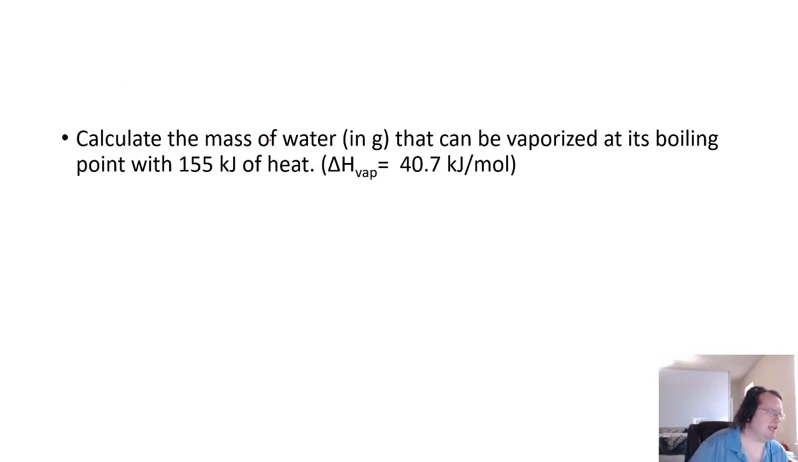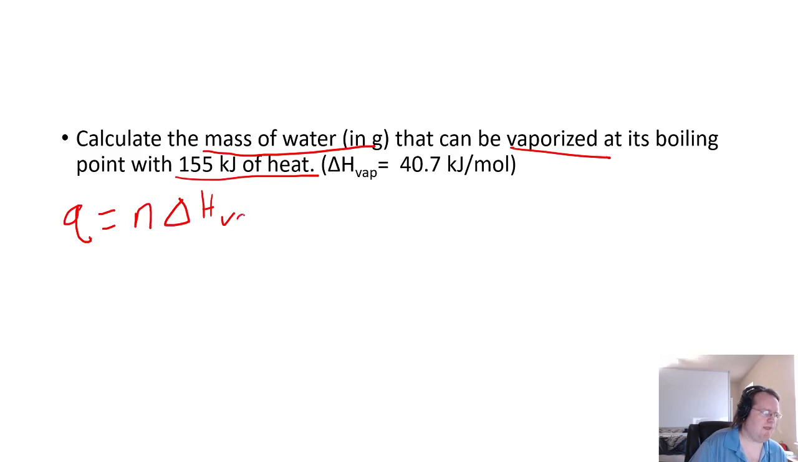So we want to calculate the mass of water that can be vaporized at its boiling point with 155 kilojoules of energy. So what we know, and the way we're going to represent this, is the amount of heat, Q, it takes to phase change is equal to the moles times the delta H of vaporization.